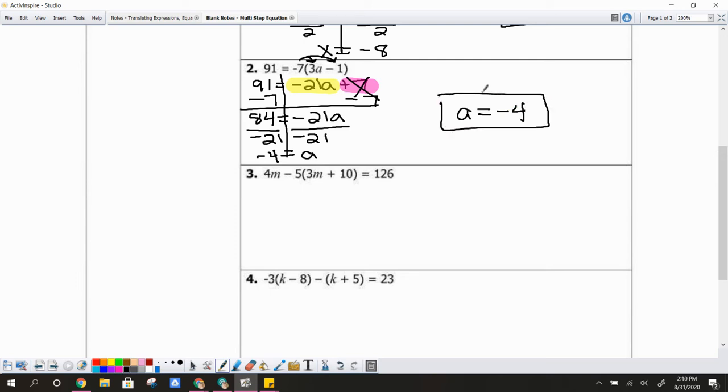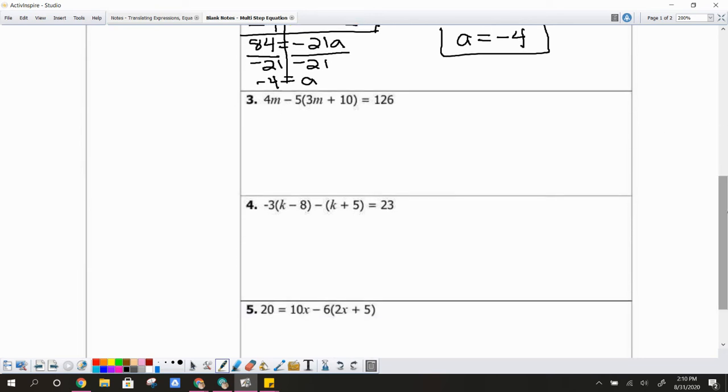Okay? So now number 3, it looks like we got a little bit more going on here. So we're going to make sure we follow our steps. Step 1 is to distribute. I'm going to go ahead and distribute. Start with this negative 5. Pass it out to both parts. Bring down everything. Do not leave anything behind. Negative 5 times 3 is a negative 15m. And then a negative 5 times 10 is a negative 50. Equals 126.